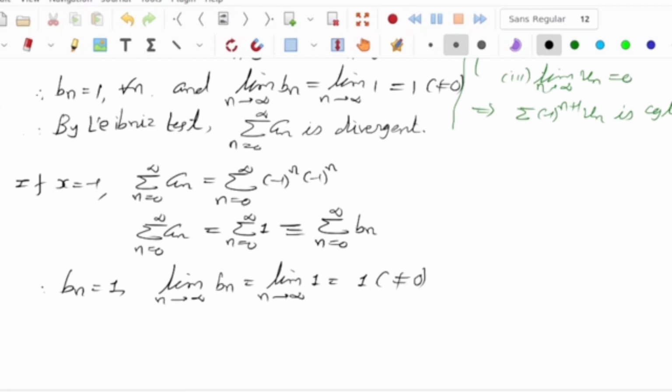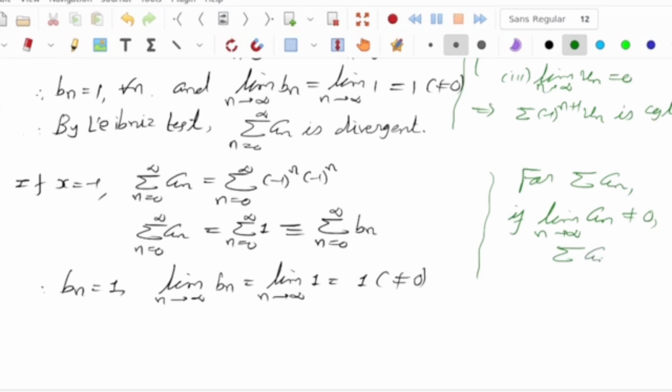And we know that for summation an, if limit n tends to infinity an is not equal to 0, then the series is divergent. Summation an is divergent. This is the 0 test, right? Therefore summation an, n equal to 0 to infinity, is divergent.